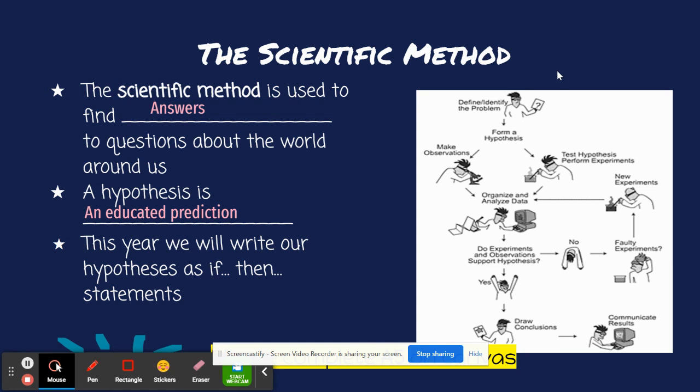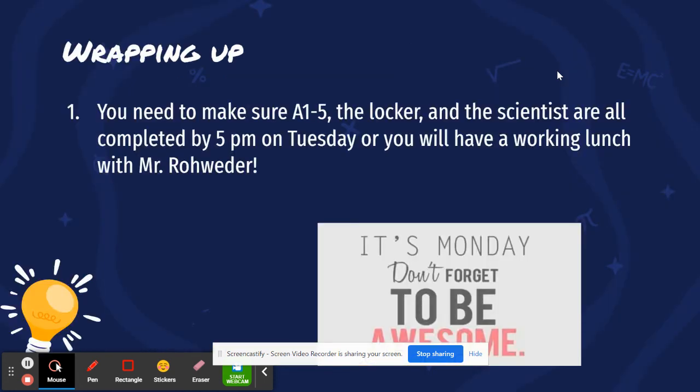Our homework for tonight is assignment number 5. Again, make sure assignments 1 through 5 are completed. Your locker should be done, and your scientist, or you'll have a working lunch coming up with Mr. Roweeder.